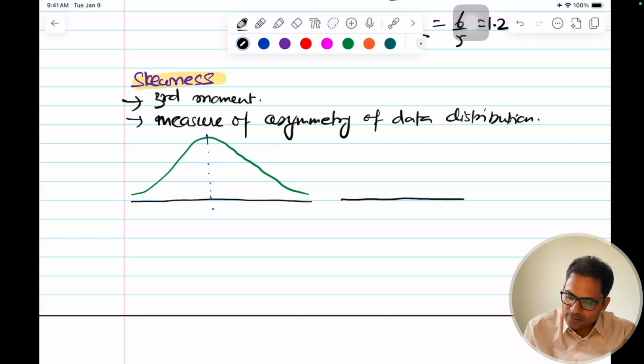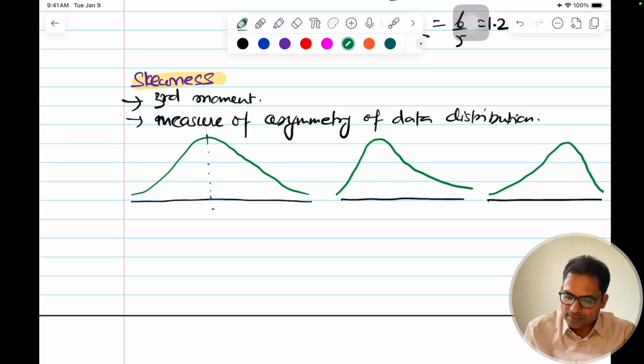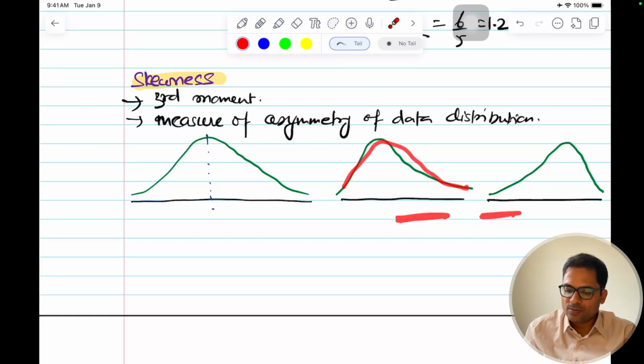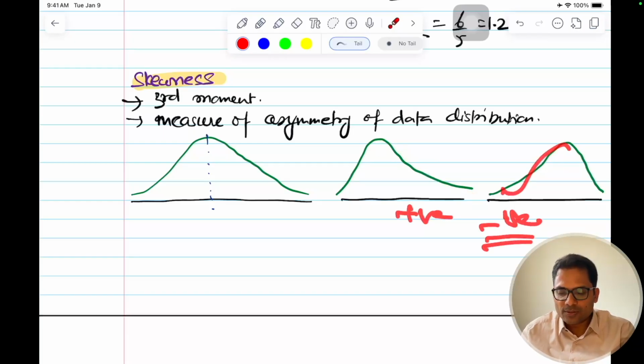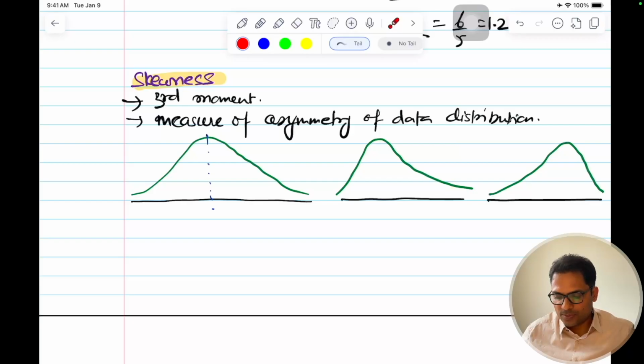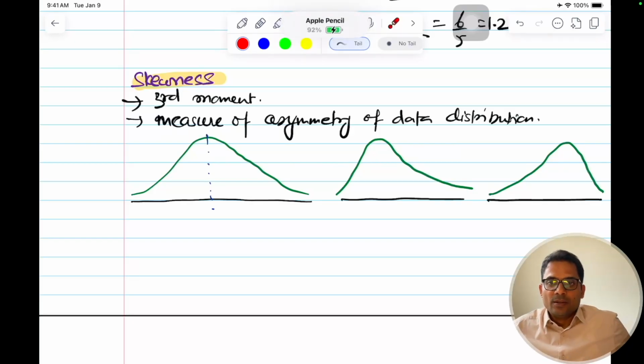My data can be like this, or it can be like this. You see, this one is right skewed and this one is left skewed. If it is right skewed, it is called positive skew, and if it is left skewed, it is called negative skew.